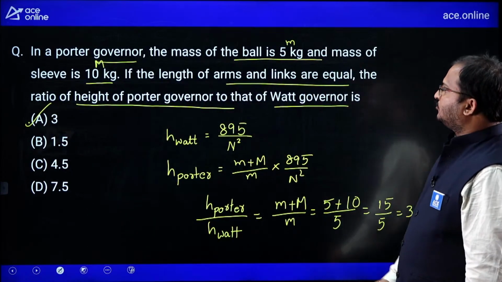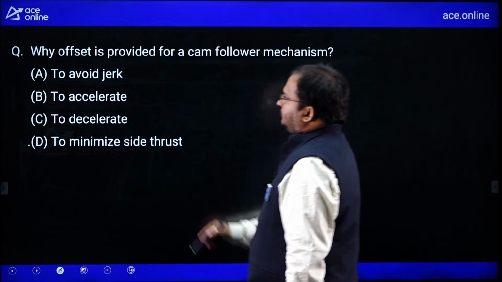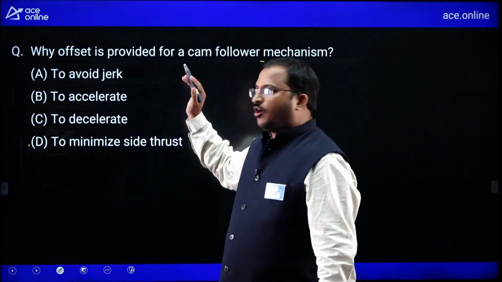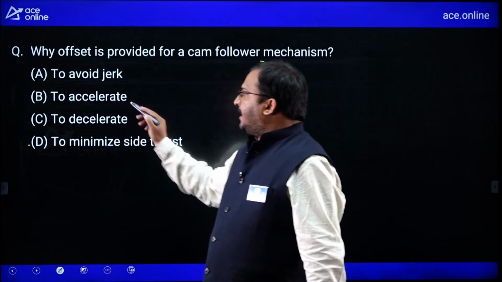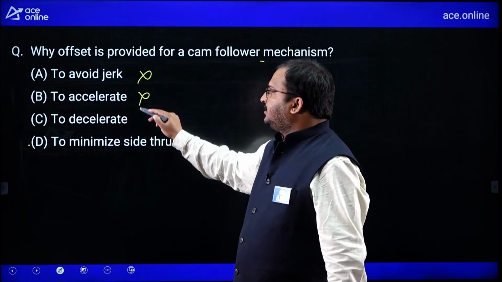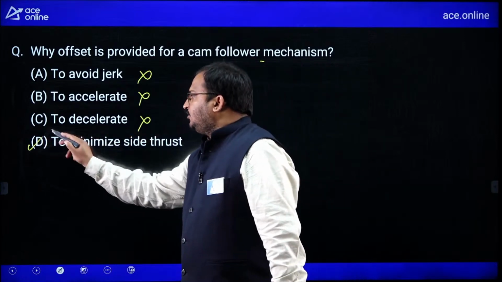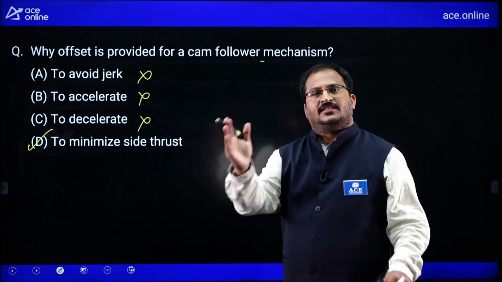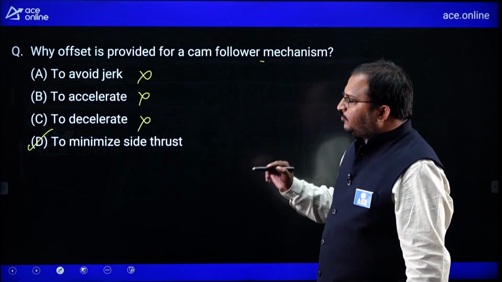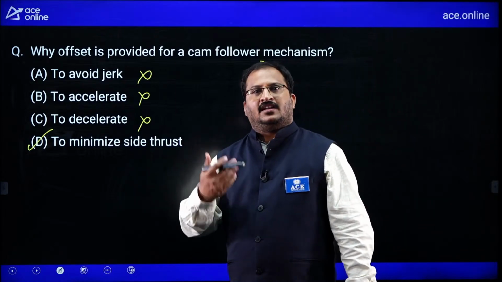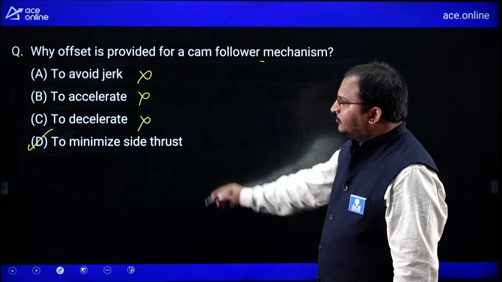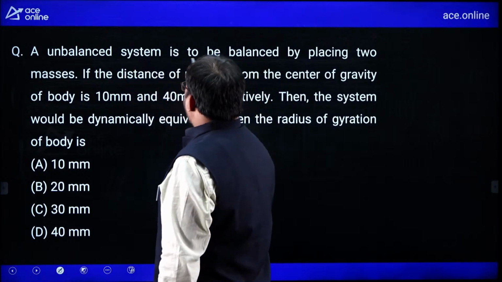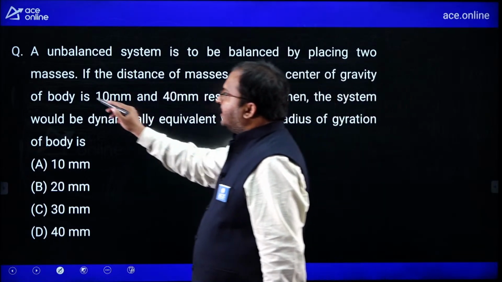So, this is the first question, dear students. Next question, why is offset provided for the cam follower mechanism? To avoid jerk, to accelerate, to decelerate. The most options are incorrect, dear students. So, mainly to minimize the side thrust, we need to provide an offset or eccentricity you can call. Okay. So, we provide this to avoid friction, to avoid unnecessary things, we need to provide an offset.